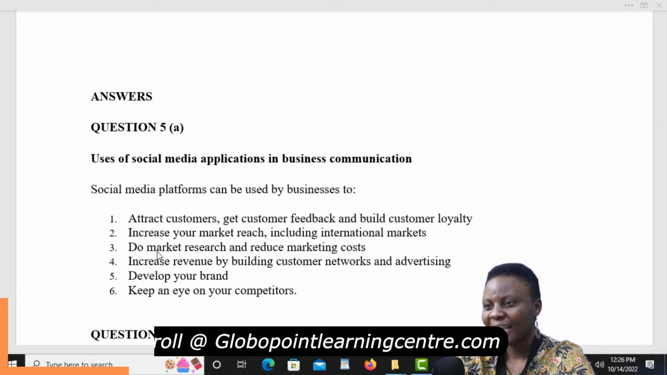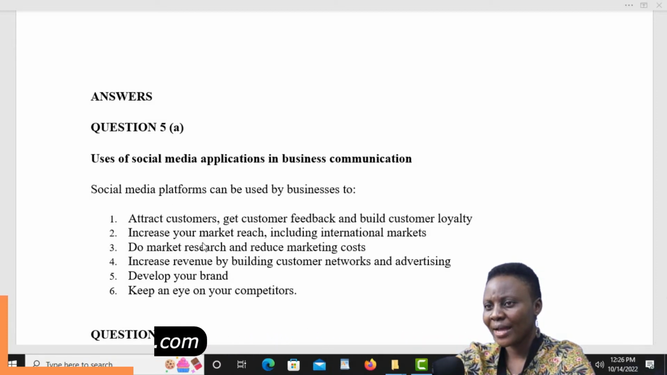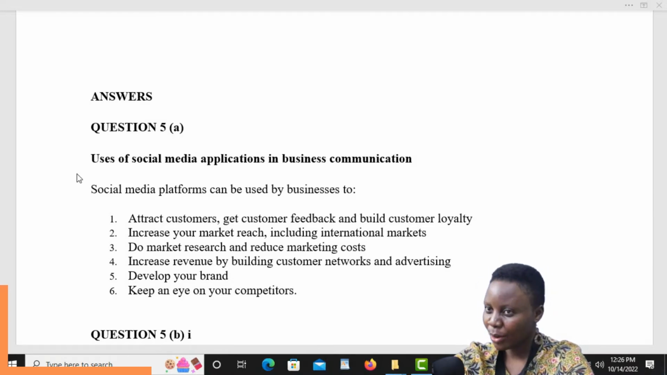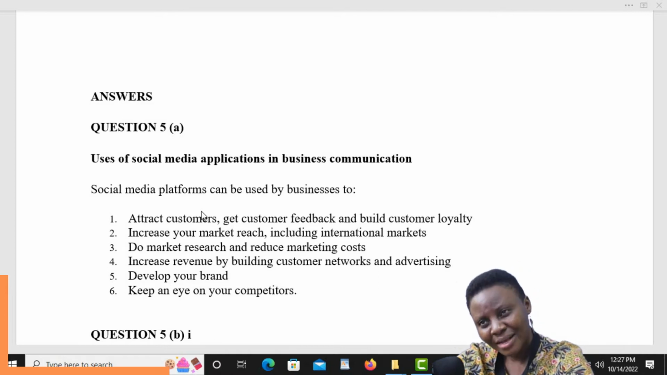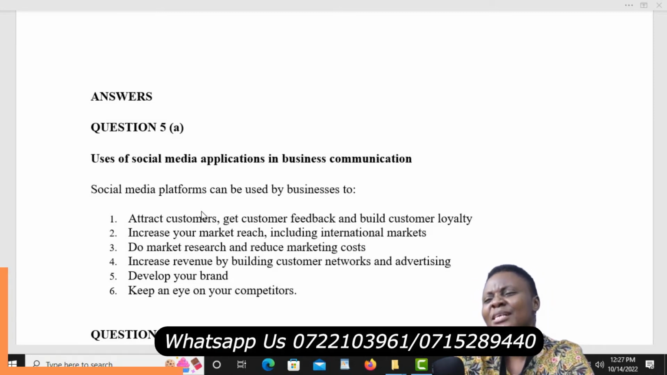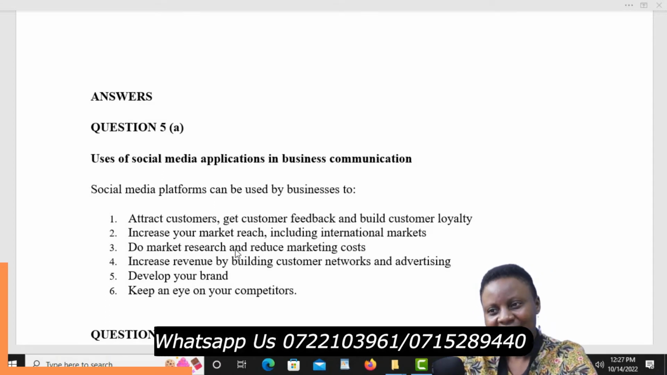Number one, when you have a close look at these uses, to some extent they can be advantages. But here our question is looking for the uses. What do we use the social media platforms to do? We use them to advertise. We use them to attract customers. We use them to contact customers. We use them to develop our brands. We use them to do our market research, and so many more. We use them to boost our revenues. There are so many uses of social media platforms. These are just a few.